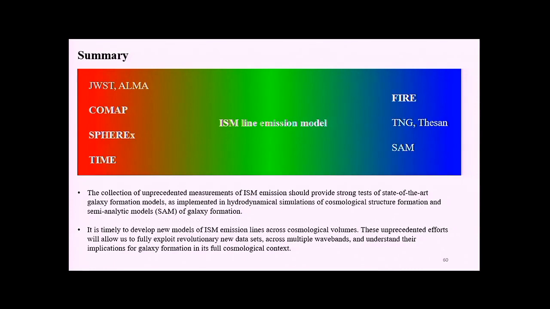I'm interested in developing physically motivated ISM line emission models to better understand the ISM properties given by the measurement and to better constrain the galaxy formation model. I'm also interested in going the other way around, where we use this ISM model to post-process hydrodynamic simulation or semi-analytic model to facilitate robust theory and observation comparison. But in conclusion, those unprecedented efforts will allow us to fully explore the revolutionary new data set across multiple wavebands and understand their implications for galaxy formation in its full cosmological context. So thank everyone for listening. From here, I will take questions.